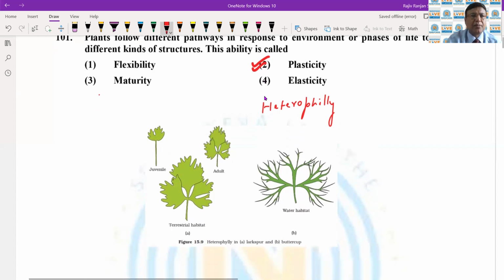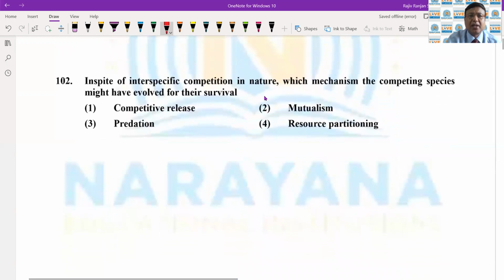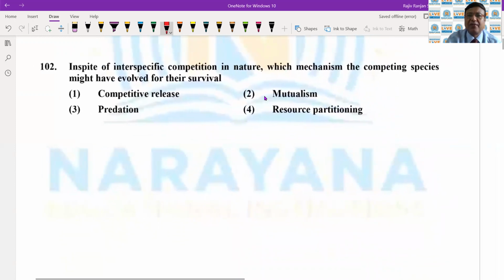Let's now see question number 102. In spite of interspecific competition in nature, which mechanism might the competing species have evolved for their survival? 1. Competitive release, 2. Mutualism, 3. Predation, and 4. Resource partitioning. The correct option is resource partitioning.